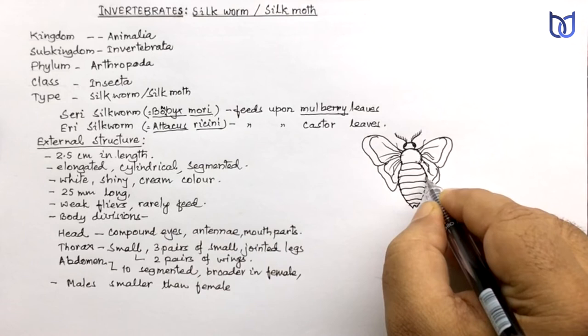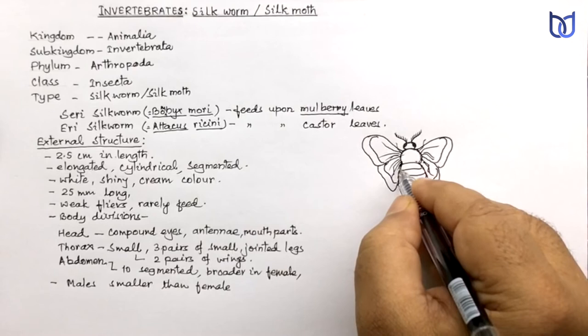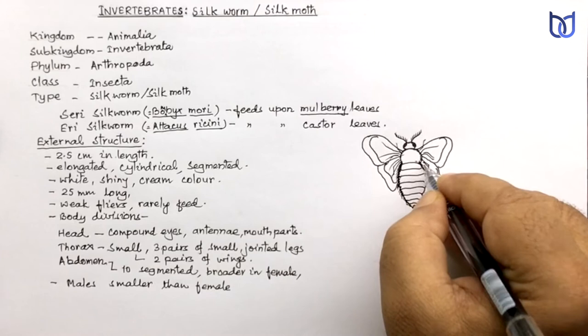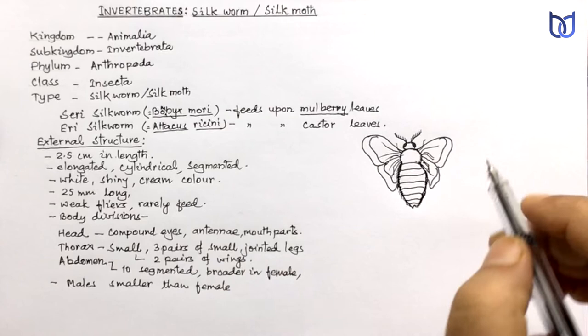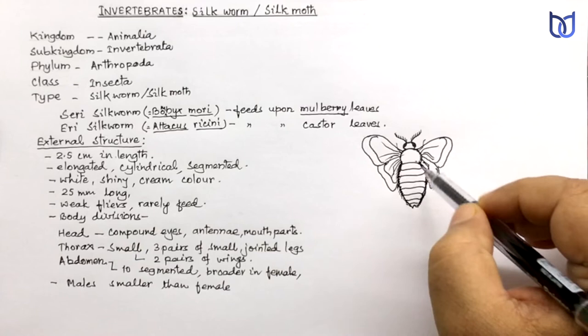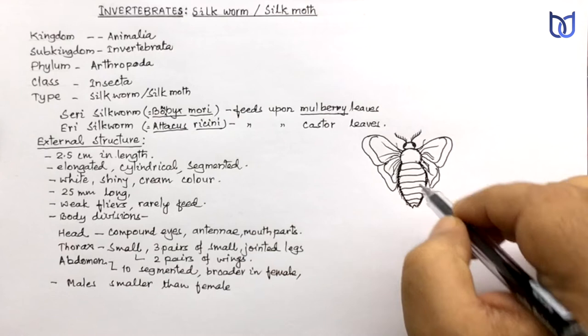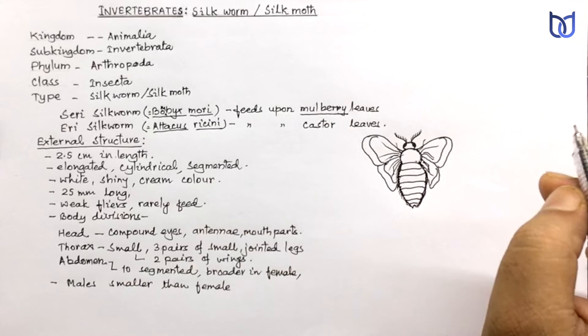Remember, the entire body is hairy. Small hair-like structures are covering the whole body. So this one, adult silkworm. Remember, males with narrower and smaller abdomen, females with larger abdomen to keep more eggs. Thus, there is distinct difference between male and female adult silkworms.